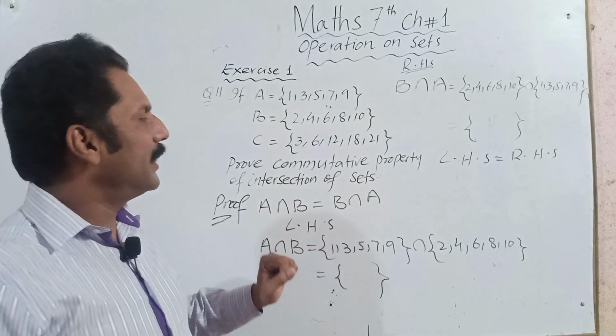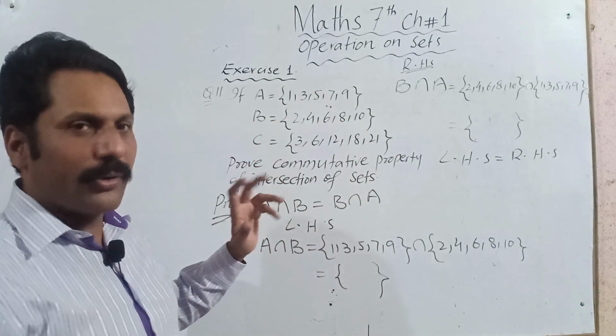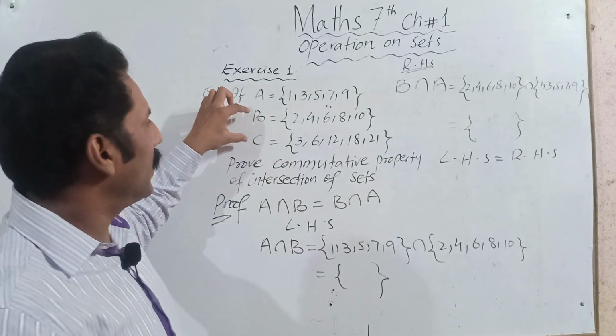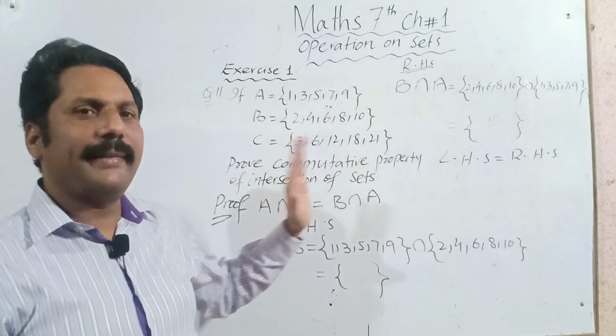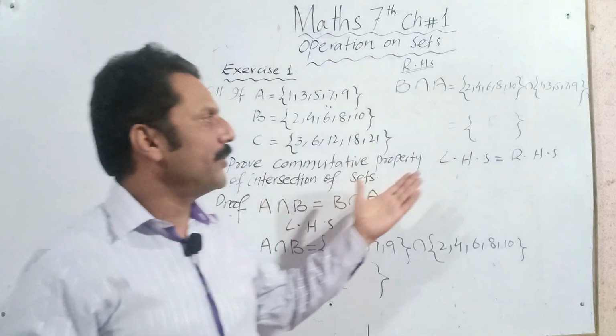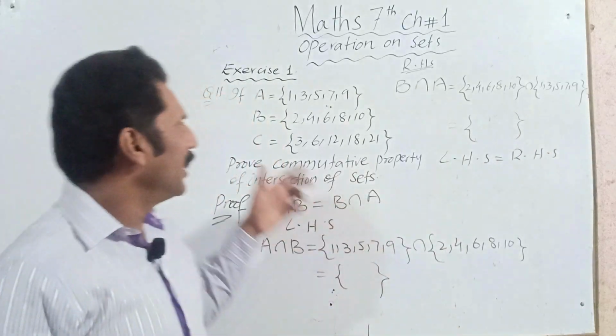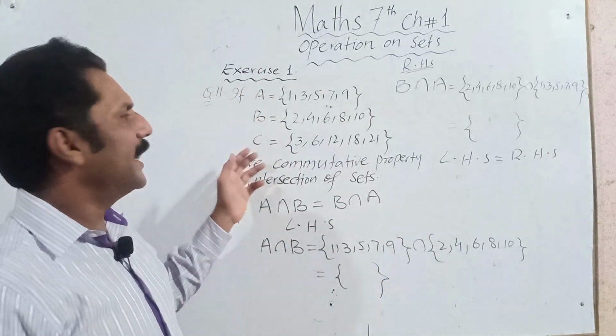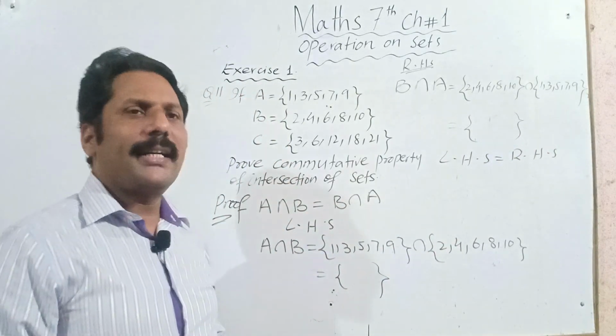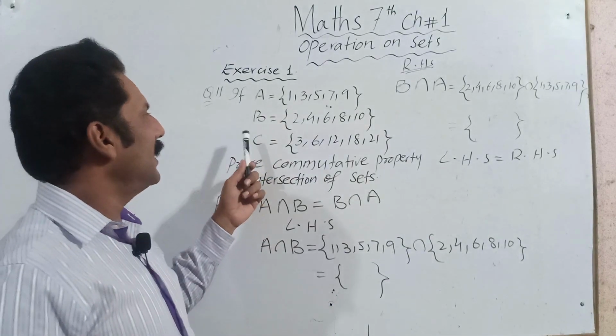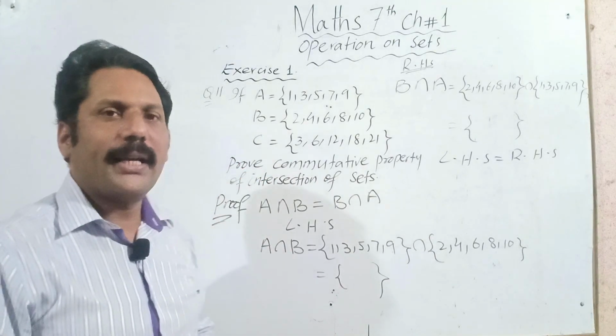And now what you can do in your copies, you will also find B intersection C and C intersection B. As I have already told you, that we can take even A intersection C and C intersection A also, but at least you can do B intersection C and C intersection B. Okay, let's do the next question.